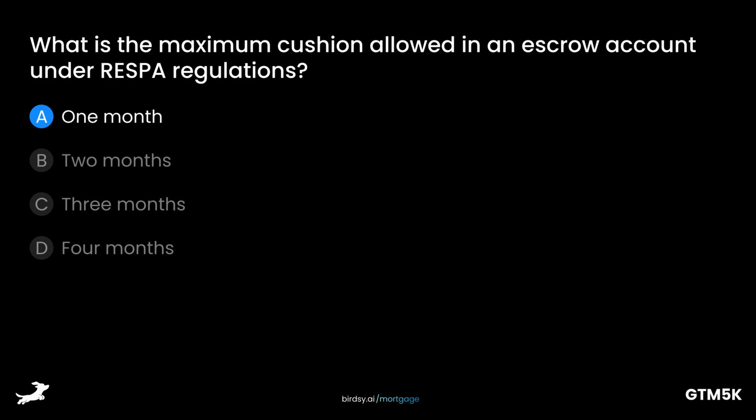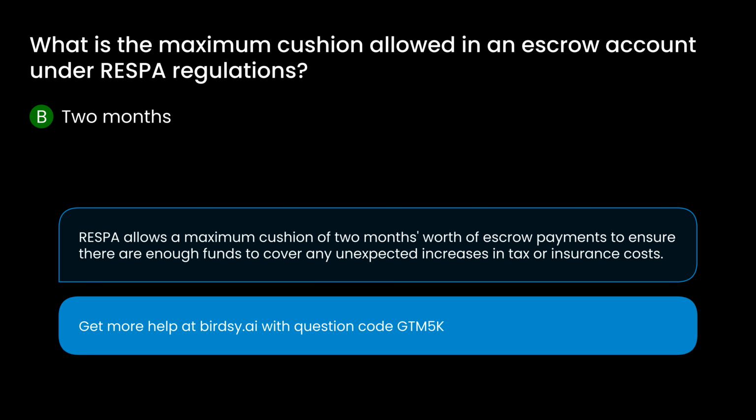What is the maximum cushion allowed in an escrow account under RESPA regulations? Is it A, 1 month, B, 2 months, C, 3 months, or D, 4 months? The answer is B, 2 months. RESPA allows a maximum cushion of 2 months' worth of escrow payments to ensure there are enough funds to cover any unexpected increases in tax or insurance costs.